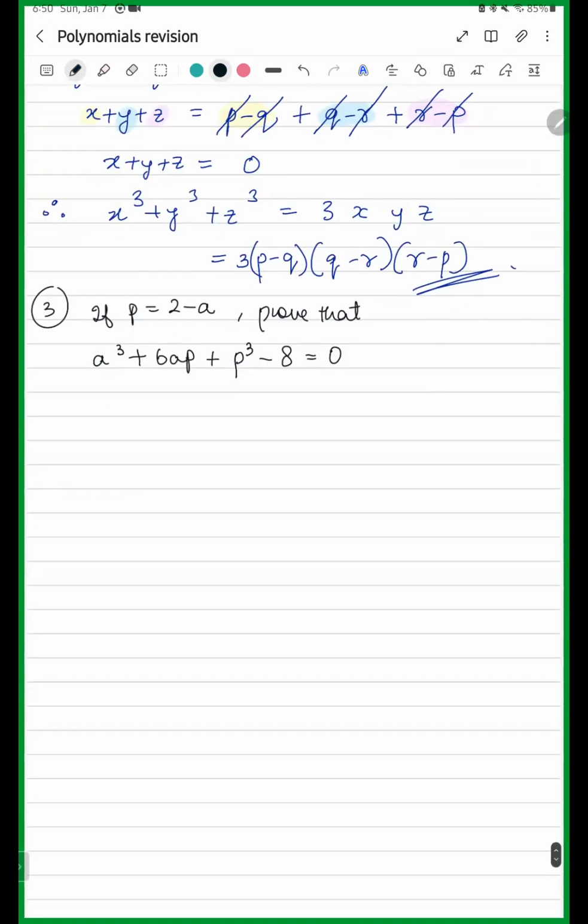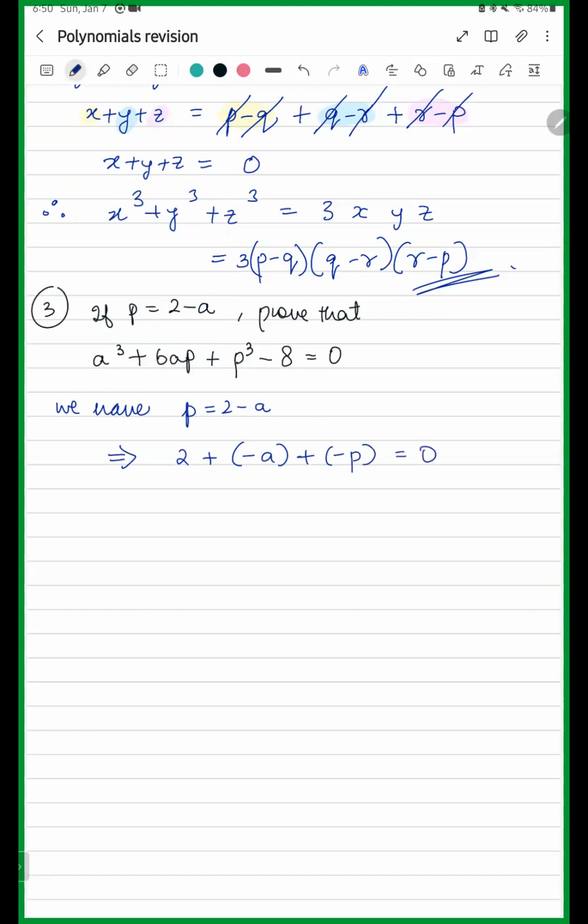Okay, so let's take this thing. P is equal to 2 minus A. That implies just take P to the other side. So that means 2 minus A, or you can write it like this, 2 plus minus A. Now this P becomes minus P when it goes to the other side, right? So plus minus P is equal to 0.